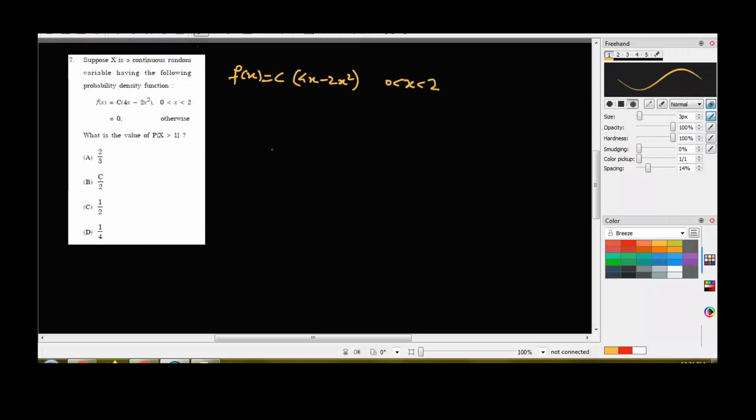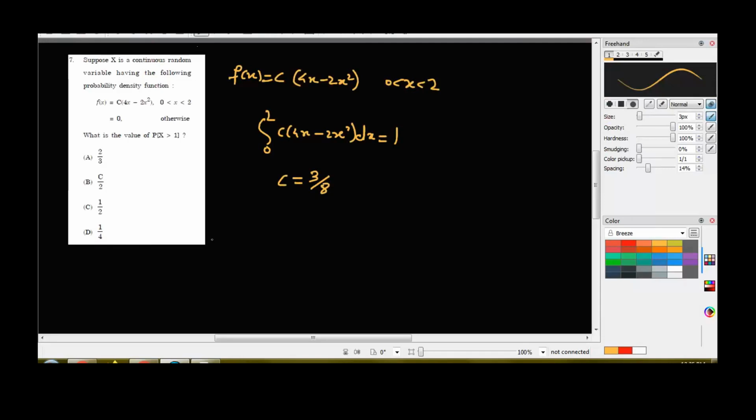And we can use this to find the value of c. So on the interval 0 to 2, the integral of c times (4x minus 2x squared) dx will be equal to 1. And then solving this integral, we can find out the value of c, and the value of c comes out to be 3 upon 8.